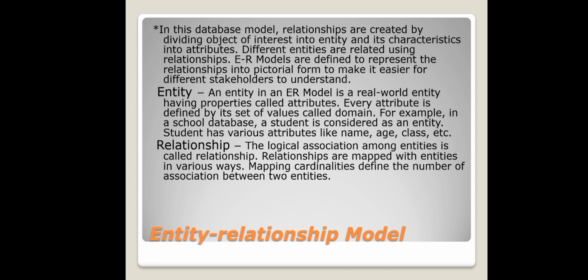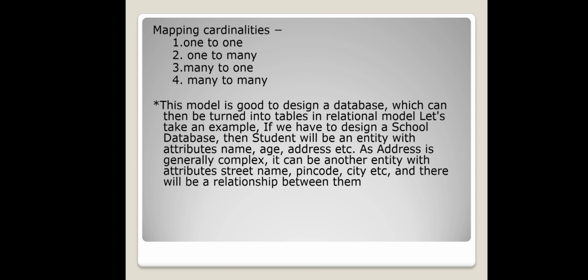Relationship. The logical association among entities is called relationship. Relationships are mapped with entities in various ways. Mapping cardinalities define the number of association between two entities. Mapping cardinalities: 1. One-to-one. 2. One-to-many. 3. Many-to-one. 4. Many-to-many.